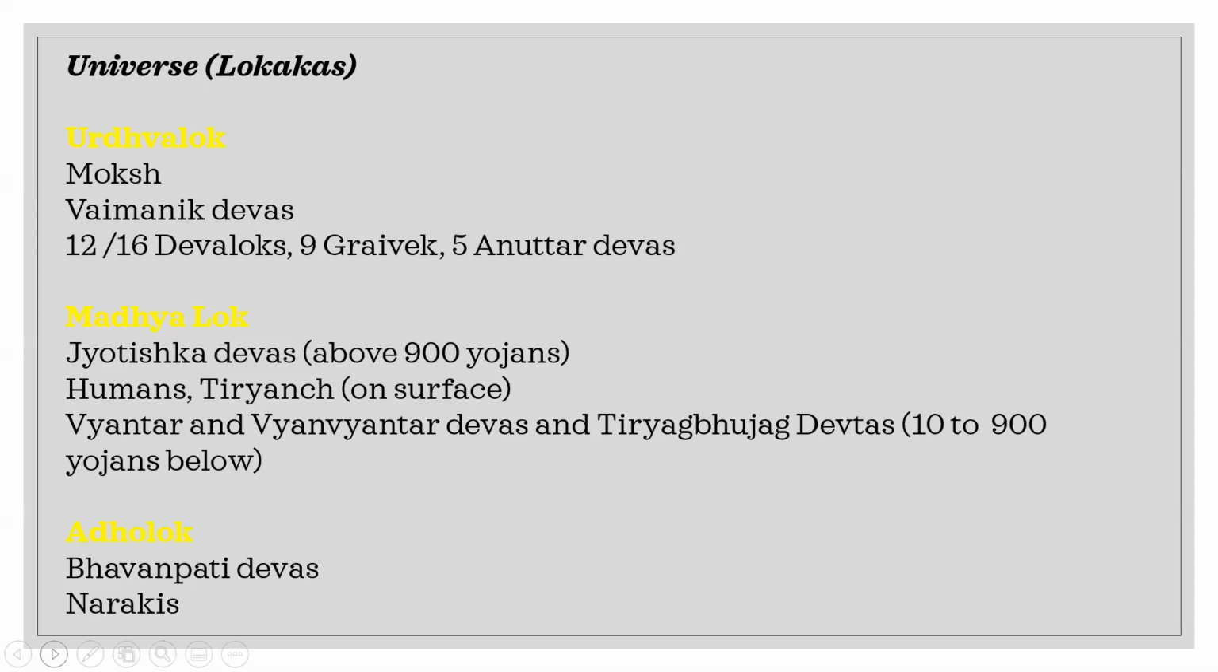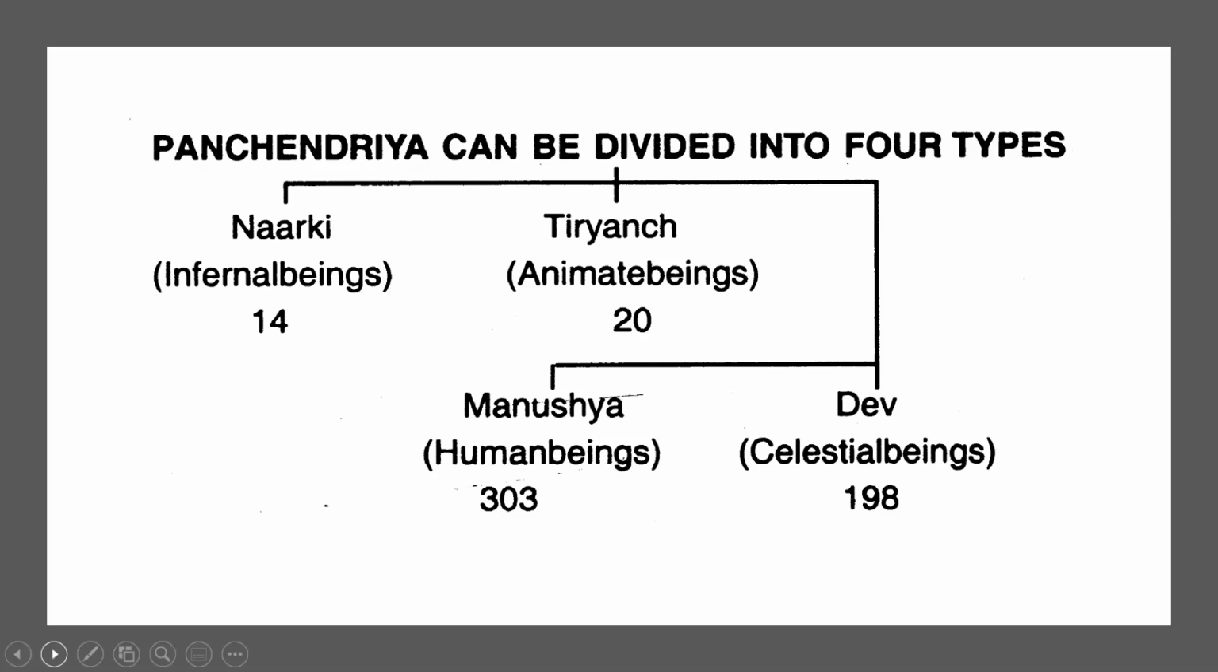And then we also saw the Adholok. In Adholok, we have got 7 Narkavas, and we are going to talk about the details and the structure of the 7 Narkavas in this class. And we saw that in the first Narkavas, that is Ratna Prabha Bhumi, you have got 25 different types of Bhuvanpati Devtas. And out of that, 10 are Asur Kumars and 15 are Paramadhami Devtas.